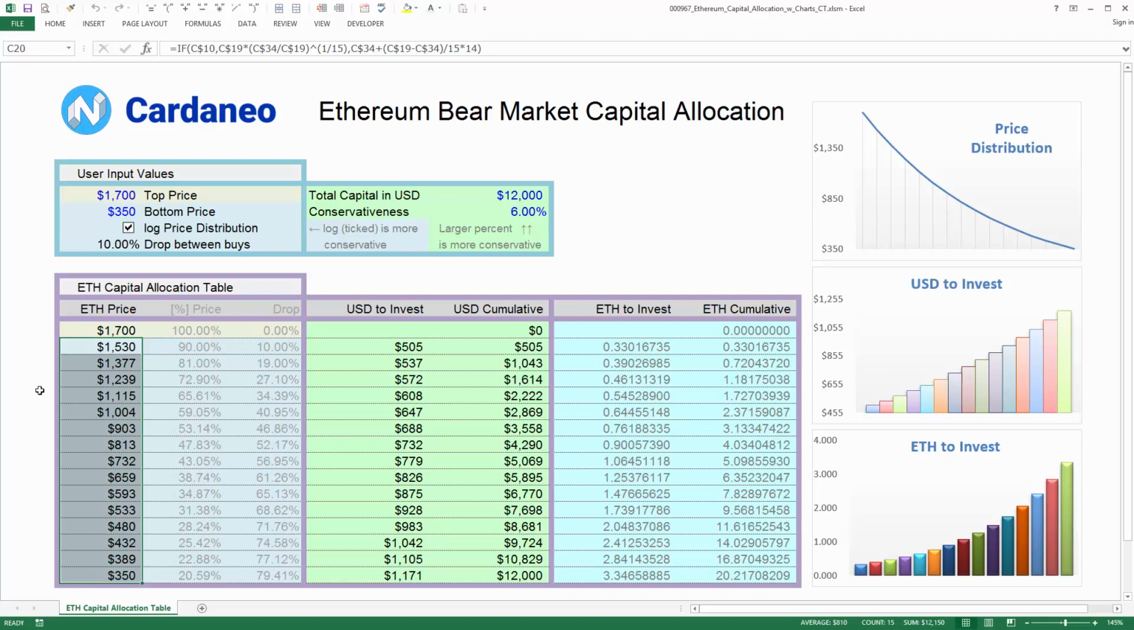You have a choice in this table to make the price distribution in two different ways. One way is what is called log or logarithmic price distribution, in which the ratio of two prices that are next to each other is always the same. In this case, it is 10%. So 1377 is 10% lower than 1530. Also 1239 is 10% lower than 1377, and so on. This price distribution is shown on this chart.